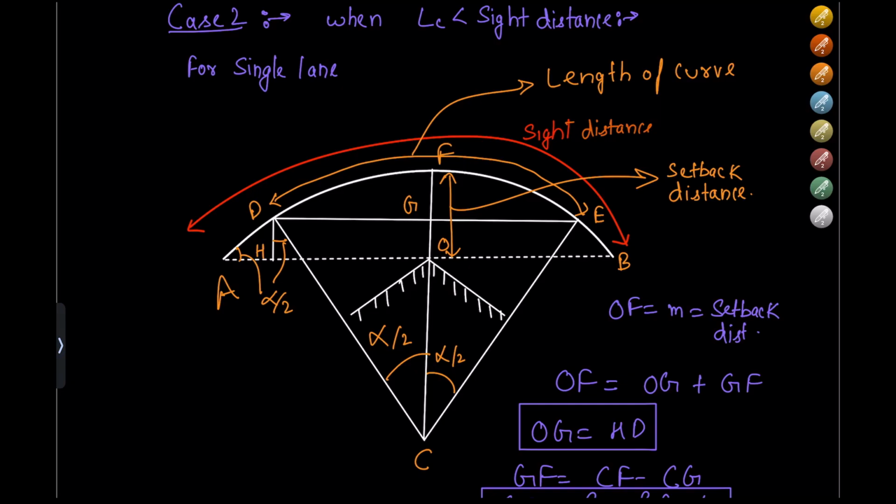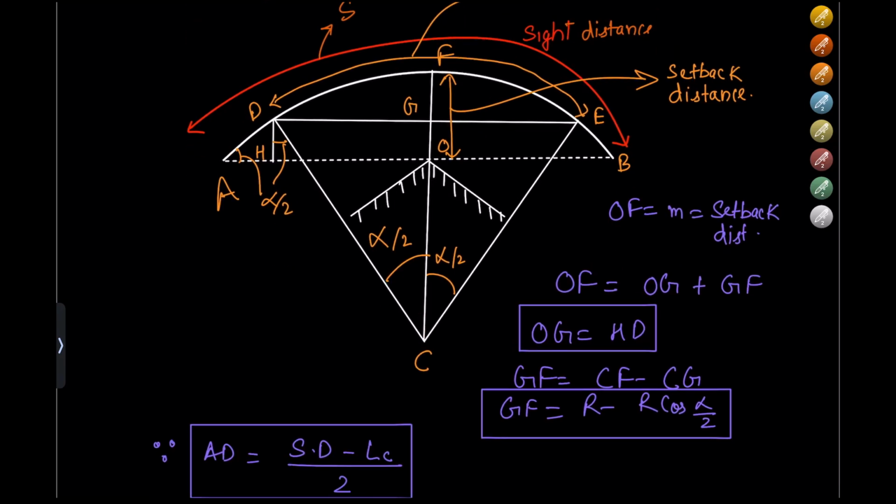So for this particular diagram, let's have a look. OF is equal to M, which is equal to the setback distance, and that is equal to OG plus OF. OG is also equal to HD. Since these are perpendicular, these are equal. At this point the side distance is starting. So this total line is equal to S, the side distance of the road, and this would be representing the length of the curve.